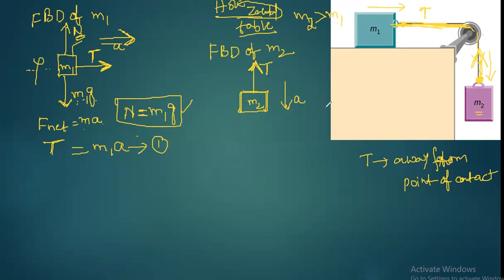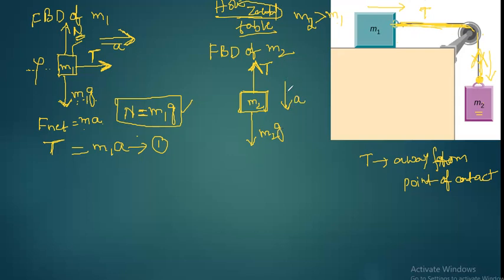Very good. Now, what about this one? M2G is no doubt always in the downward direction, right? Now, let us write the equations. Come on, how do you write the equations now?